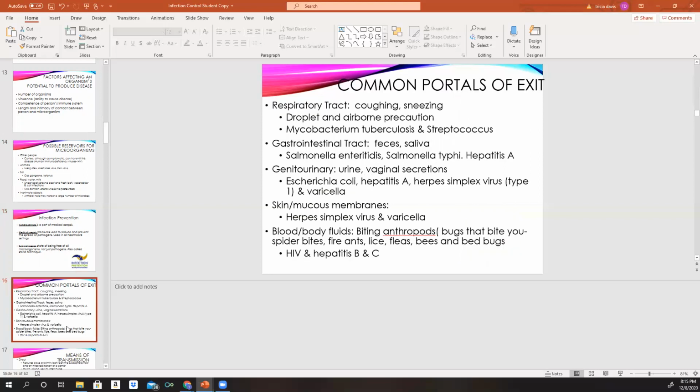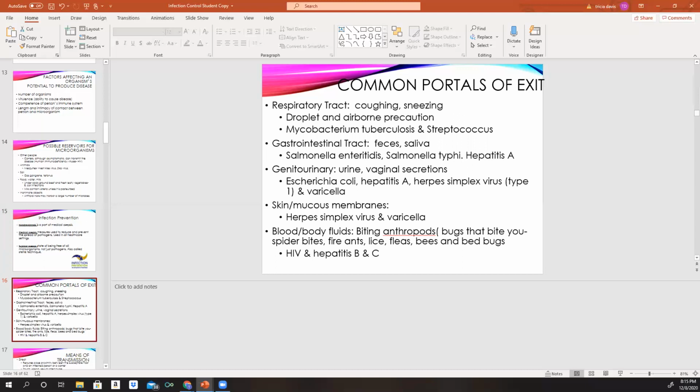So, common portals of exit. The portal of exit is the point of escape for the organism from the actual reservoir. The organism cannot extend its influence unless it moves away from the original reservoir. Each type of microorganism has a typical primary exit route. In the respiratory tract, it's coughing and sneezing, which results in droplet and airborne precautions, and some infections that are spread that way are Mycobacterium tuberculosis and Streptococcus.